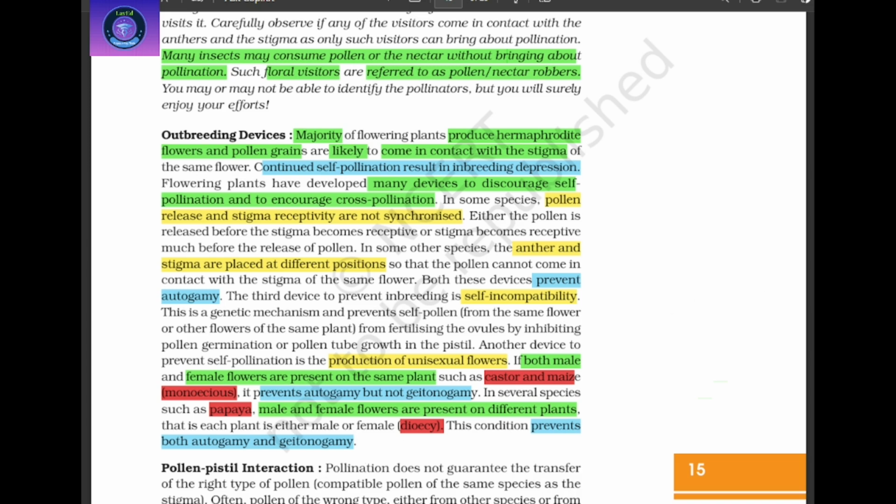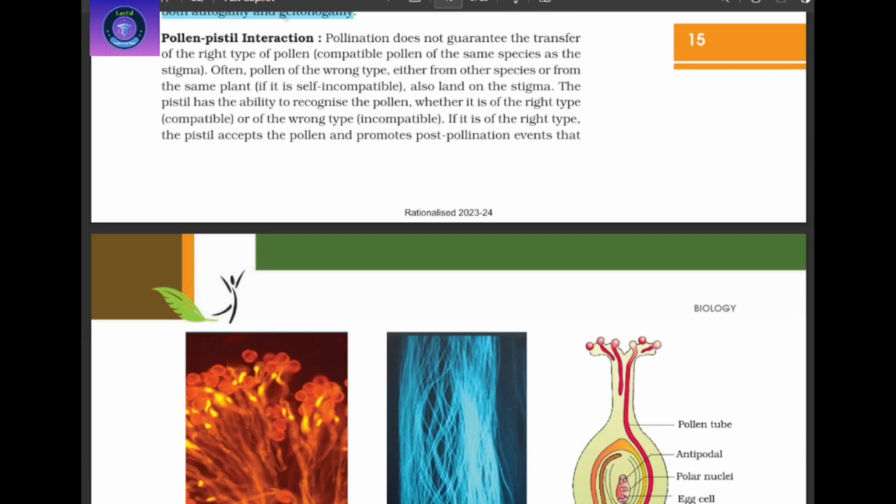Now look, in the pollen-pistil interaction, I have not highlighted it, but I will make the concepts very clear. First of all, look, pollination. What is given? Pollination does not guarantee the transfer of the right type of pollen. What is the right type of pollen? Because it is a chance factor.